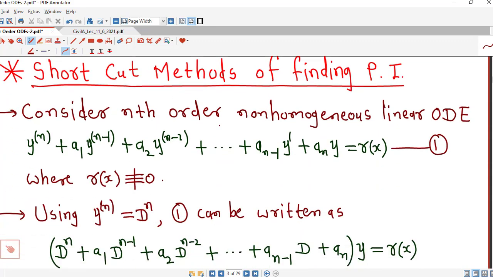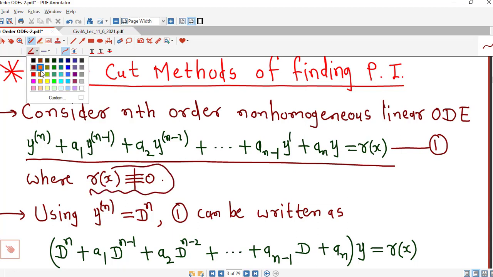So for shortcut methods, first we consider this standard form of non-homogeneous linear differential equation with constant coefficients. Here right hand side is a non-zero function of x and this a1, a2, an are arbitrary constants.